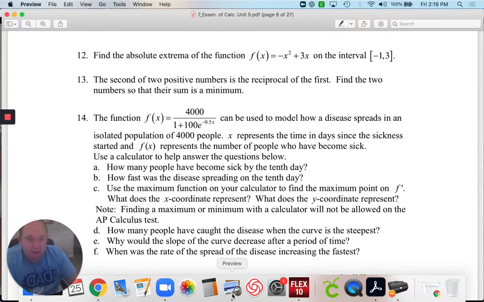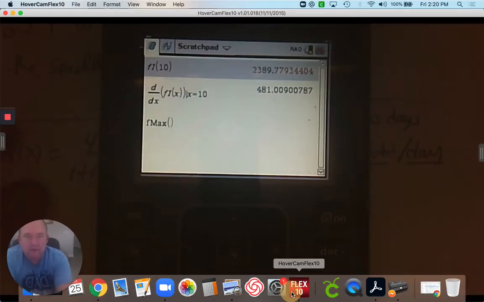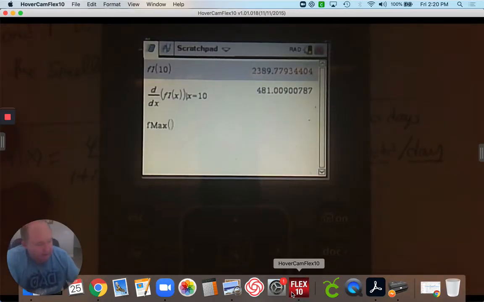Use the maximum function in your calculator to find the maximum point on the derivative. What does the x coordinate represent? What does the y coordinate represent for that? So I'm going to do this. I've never really used this button before. I'm just going to go for it. So anyways, how did I get here? I should tell you.